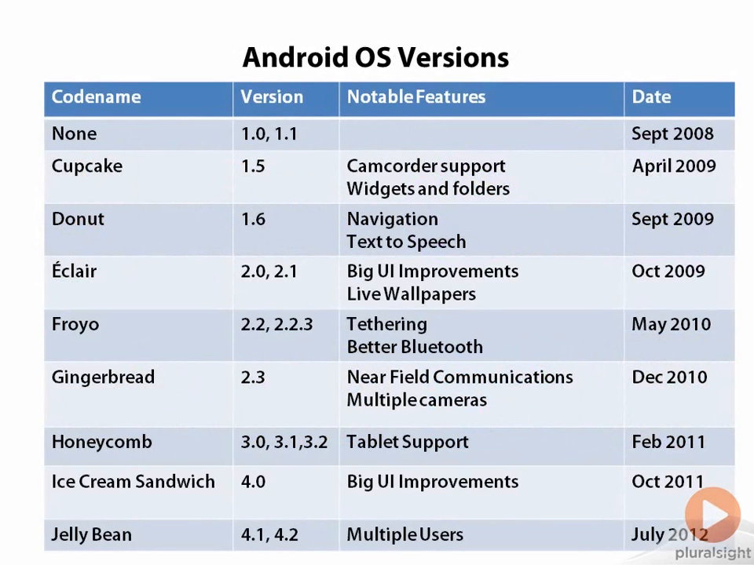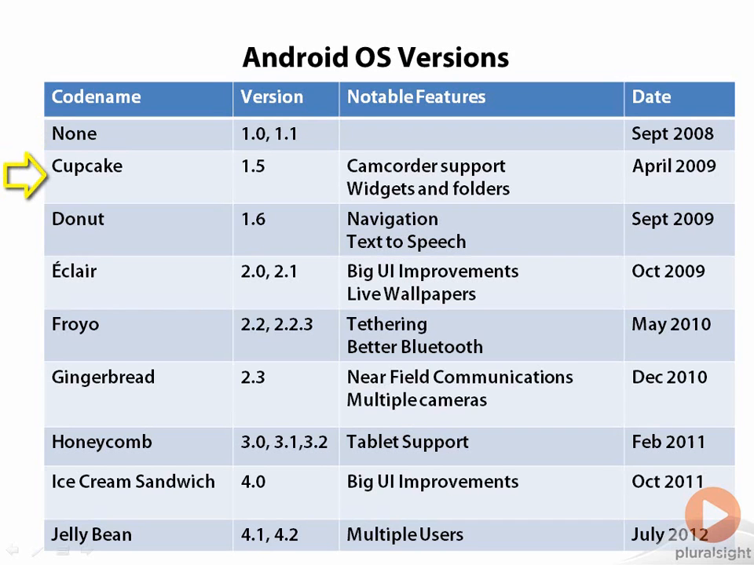Android has had quite a few releases since its first version in 2008, which unfortunately didn't have a code name. In this chart, I'm giving you the code name for each version, the major version numbers that were included, a few of the notable features, as well as the date of the release. You can see here that we first started off with Android version 1.0 and 1.1 in September of 2008.